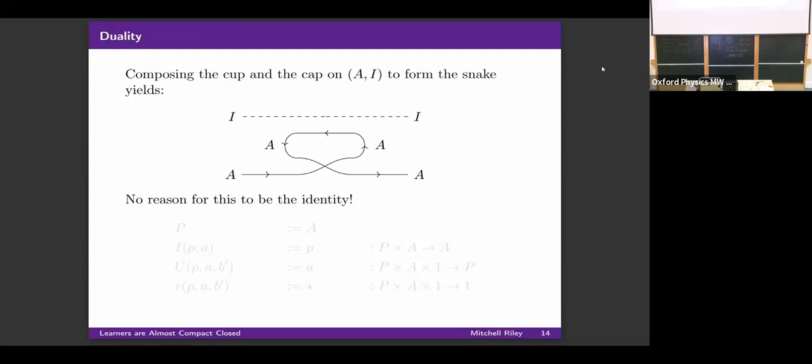And so one final time, what does this mean for Cartesian learners? Well, this is the Cartesian learner where the parameters are just A. If we do the implementation, it gives us back the remembered one. And if we update, we just stick in the new one. So yeah, there's no reason for this to be the identity.